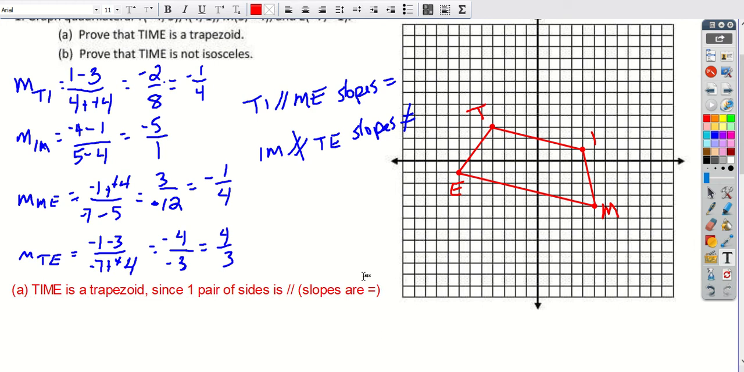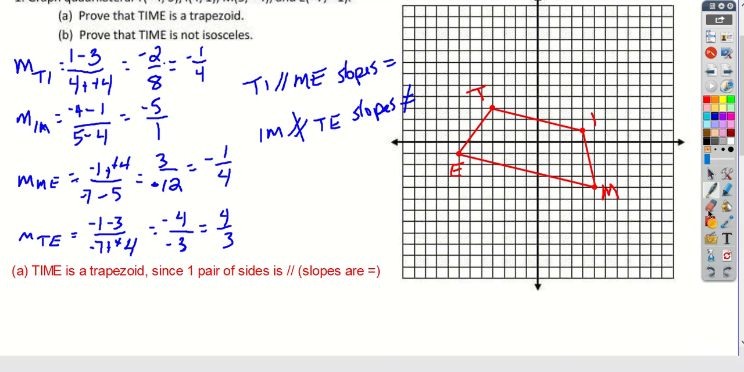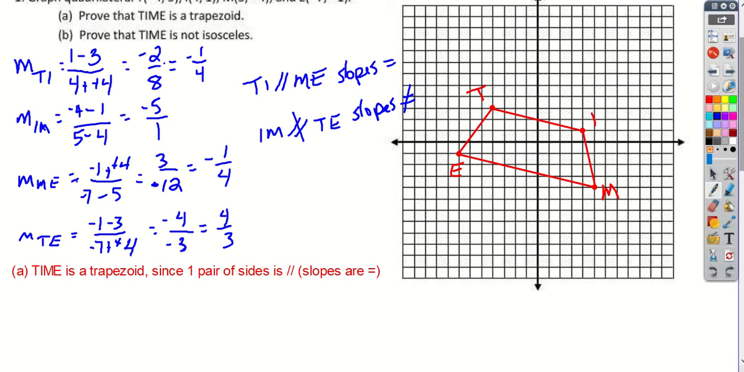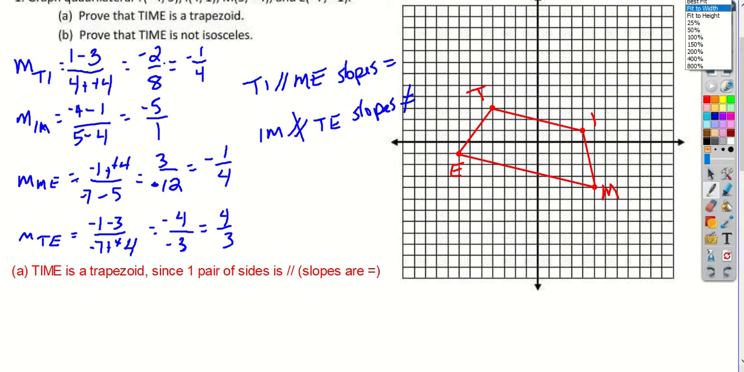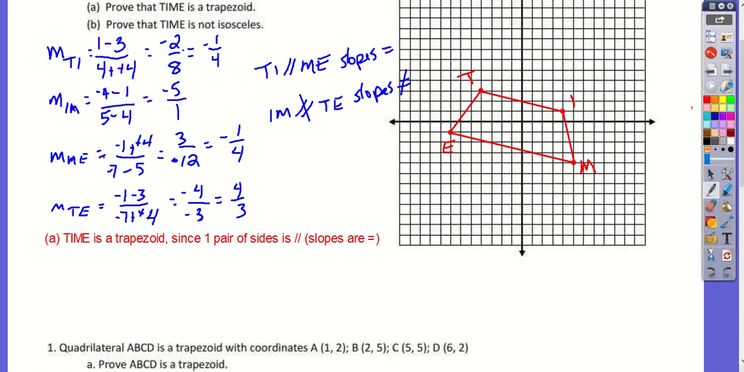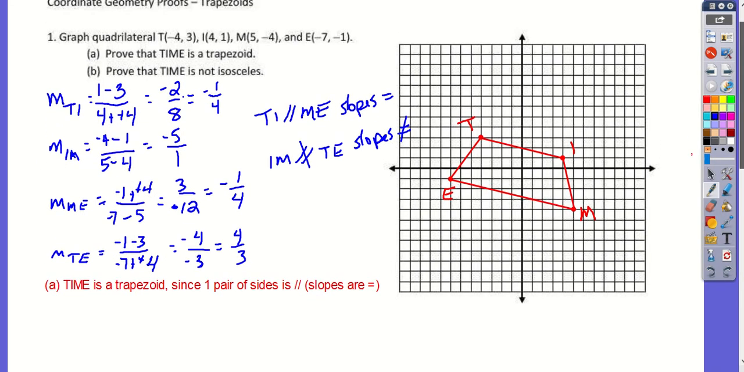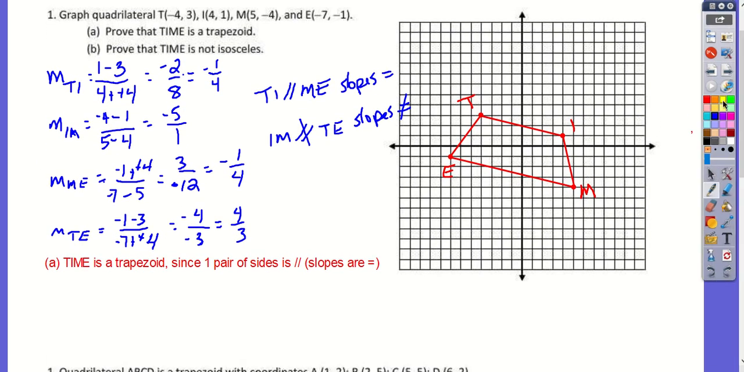All right, so the next one we're going to do is show that it is isosceles, or that it's not isosceles. So these two sides, TE and IM, are going to be not the same distance. Okay, so we're going to make this just a little bit smaller so I can see the coordinates again.